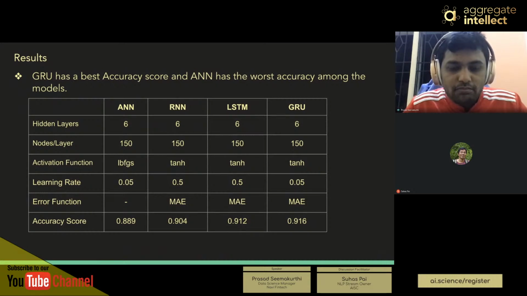ANN seems to be the worst performing model among the given four different models, and GRU has a better output compared to the rest of the models.